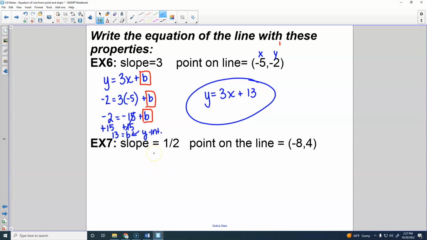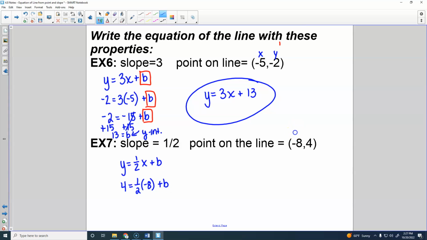And then we'll do a couple application problems. So slope is 1/2. Point on the line is -8, 4. So I know y equals 1/2 x plus b. So Kaylee, tell me what I'm going to plug in here. What will it look like? You sure about that? Okay, 4, and then we'll have 1/2. What goes there for the x? That's where our -8 goes.